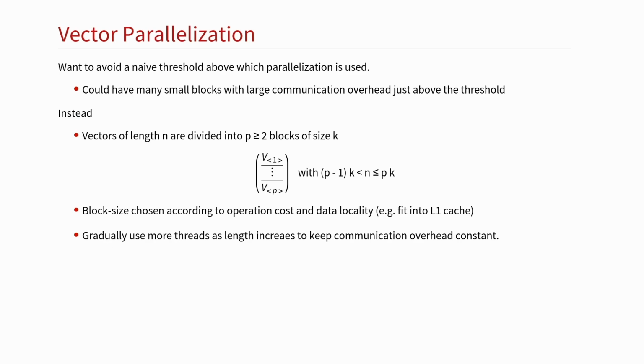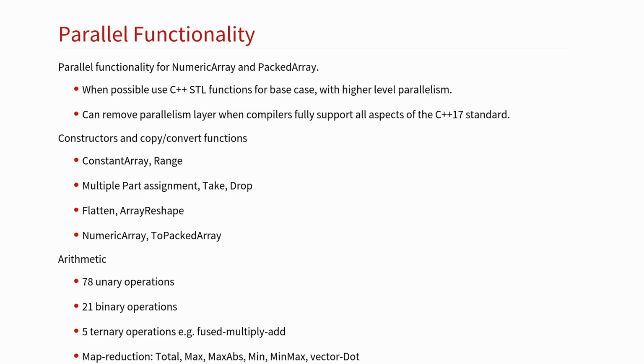So a little bit about parallelization. How does parallelization work in the runtime library? We essentially carve up a vector, or this array of machine integers, into blocks. These blocks are chosen according to the data locality of the cache of the processor and according to the cost of the operation that we're performing. Some operations might be more expensive than others, so we want to tune this block size of how we carve this up.